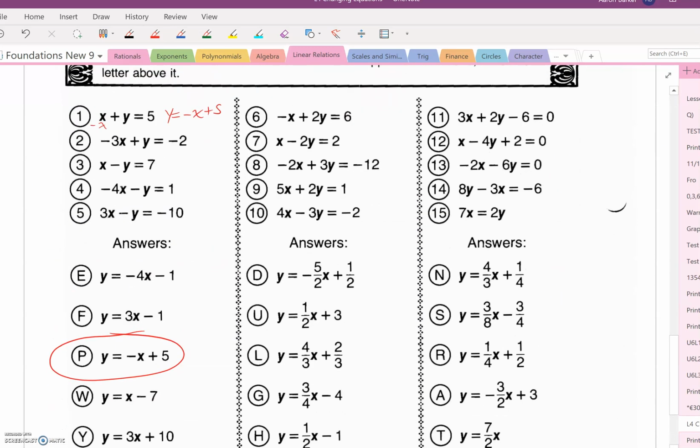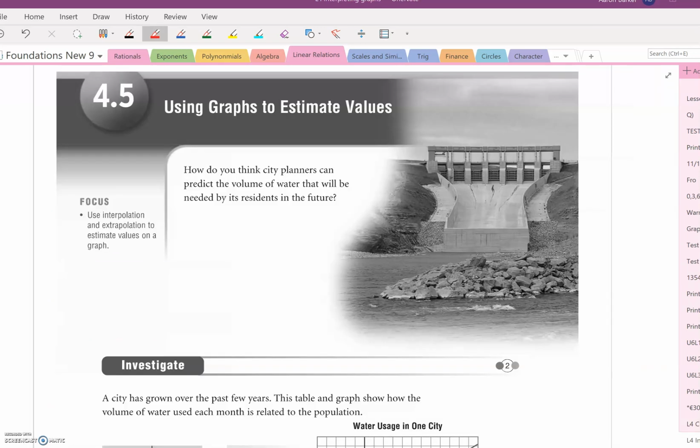And the next part we're going to look at is interpreting graphs, even easier. Okay, so graphing. Real-world graphs are used all the time to make predictions. So you can make predictions for your business or for cities or for management or a whole bunch of different things. So here you go. How do you think city planners can predict the volume of water needed for the residents in the future?